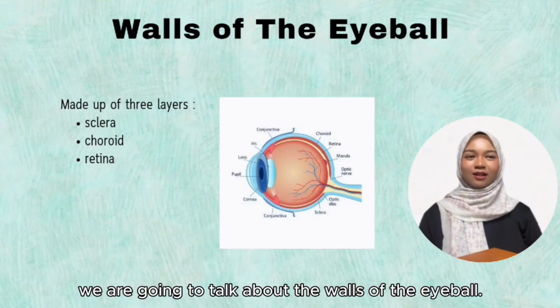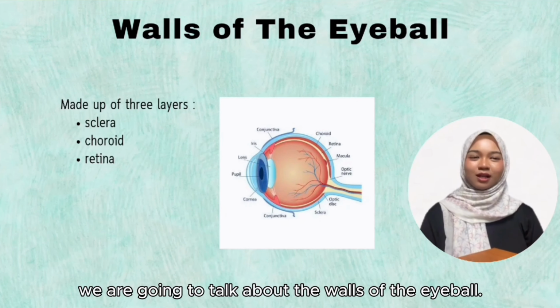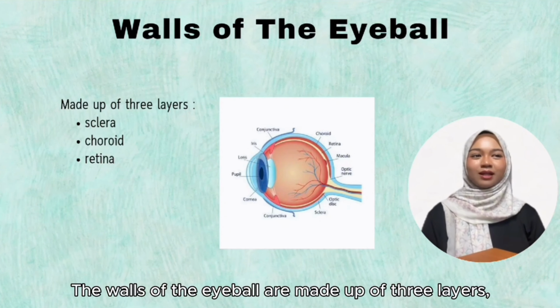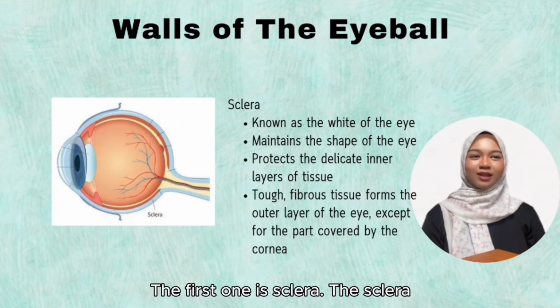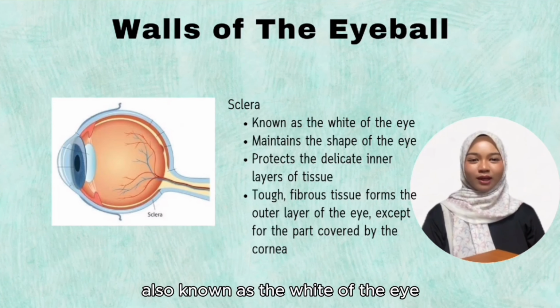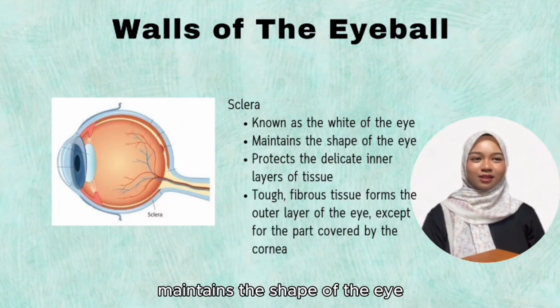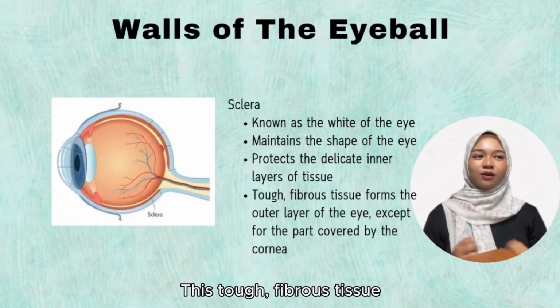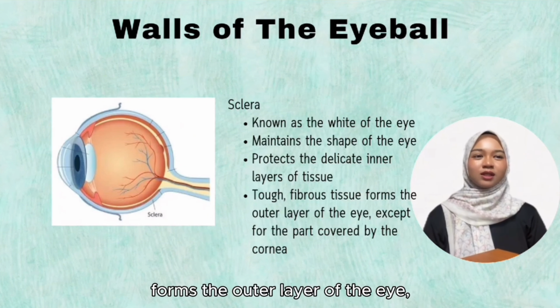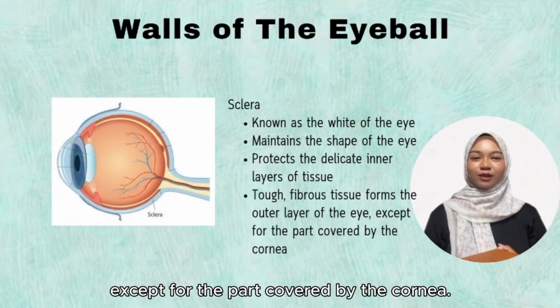Next, we are going to talk about the walls of the eyeball. The walls of the eyeball are made up of 3 layers, which are the sclera, choroid, and retina. The first one is sclera. The sclera, also known as the white of the eye, maintains the shape of the eye and protects the delicate inner layers of the tissues. This tough, fibrous tissue forms the outer layer of the eye, except for the part covered by the cornea.